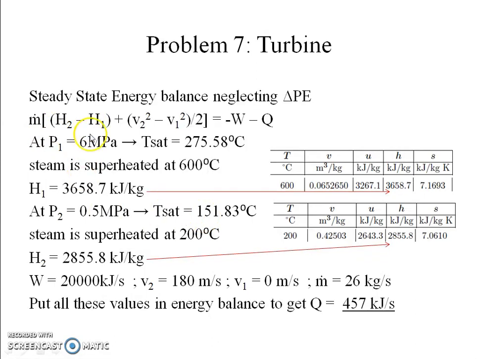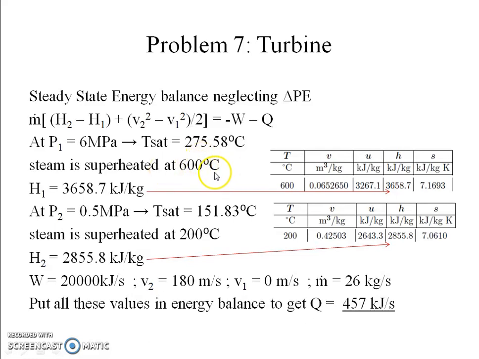Okay, so let's first find out what is the enthalpy of the inlet stream. So at inlet, your pressure is 6 megapascal. So where do we go to find out its enthalpy? Of course, we will go to saturated steam table first. Let's go and check the saturated steam table. If you do that, you will find that for 6 megapascal, saturation temperature is 275.58 degrees centigrade, which is much lower than the inlet temperature of the steam. What does it suggest? It suggests that your steam is superheated.